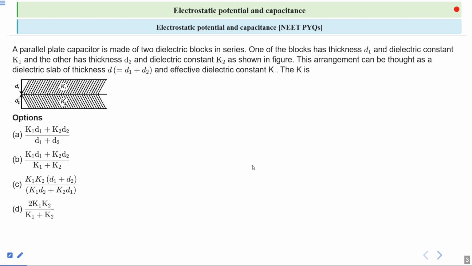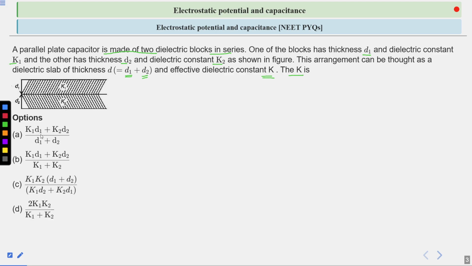So our first question: a parallel plate capacitor is made of two dielectric blocks in series. One of the blocks has thickness d1 and a dielectric constant k1, and the other has thickness d2 and dielectric constant k2, as shown in the figure. This arrangement can be thought of as a dielectric slab of thickness d, which is equal to d1 plus d2, where d1 is the thickness of the first dielectric k1 and d2 is the thickness of the second dielectric k2, and effective dielectric constant k. You have to find the effective dielectric constant.